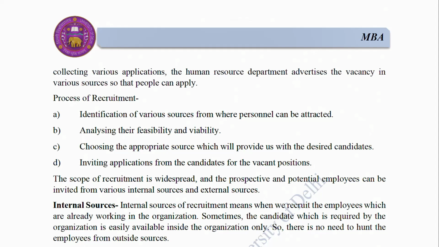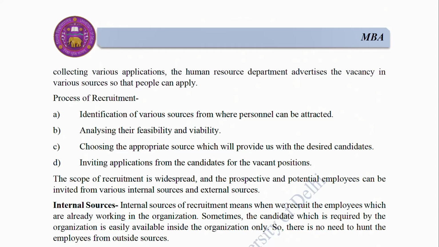Process of recruitment. Step 1. Identification of various sources from where personnel can be attracted. Step 2. Analyzing their feasibility and viability. Step 3. Choosing the appropriate source which will provide us with the desired candidates. Last, inviting applications from the candidates for the vacant positions.